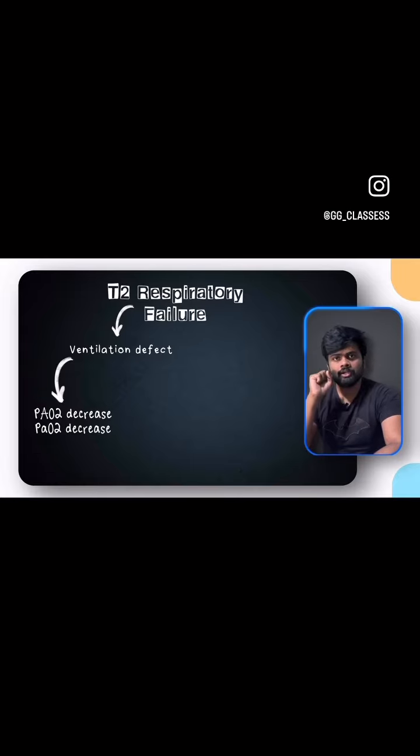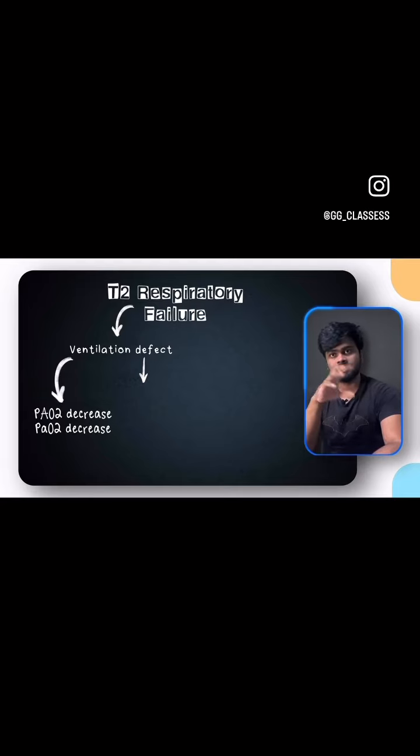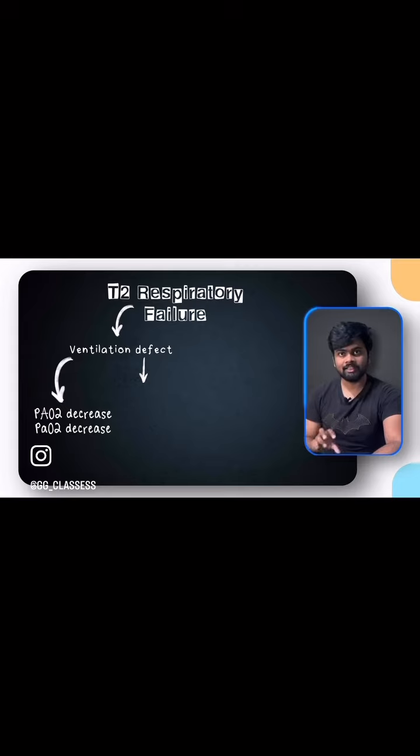So, what about carbon dioxide now? In order to study carbon dioxide, we have to think about two things. One is gradient and another is interstitium. What about the gradient? Whenever the carbon dioxide is moving from the blood to the alveoli, as there is a ventilation defect, the amount of carbon dioxide in the alveoli keeps on increasing because the alveoli can't remove the carbon dioxide. So the carbon dioxide concentration is more in the alveoli than the blood vessel.